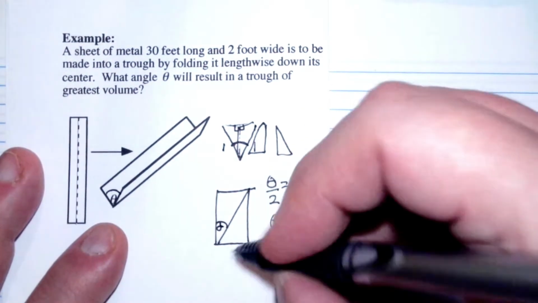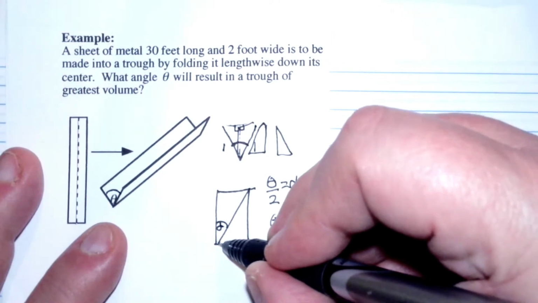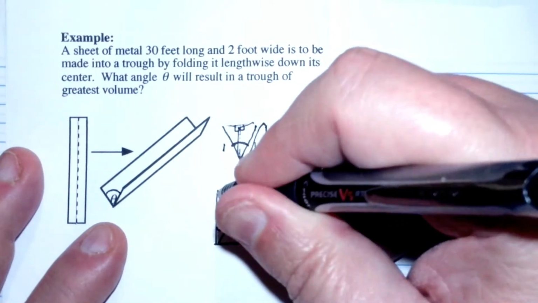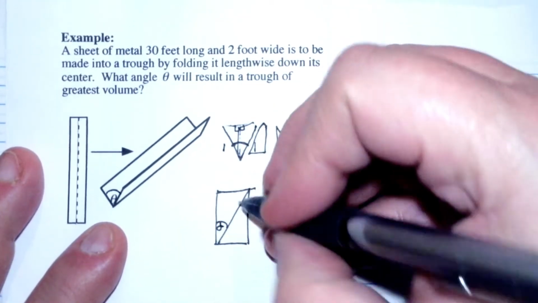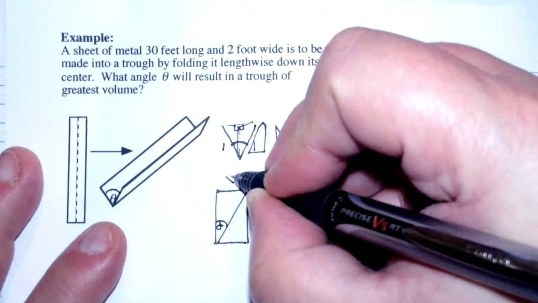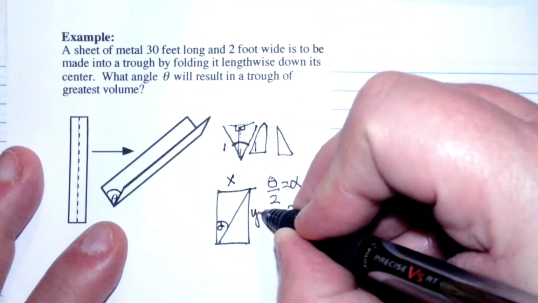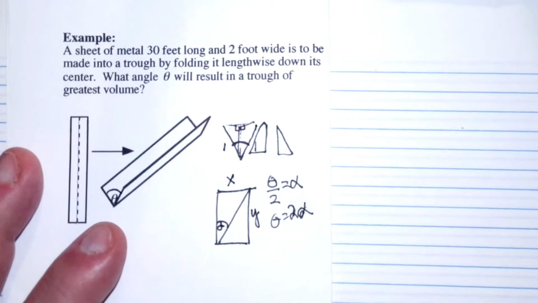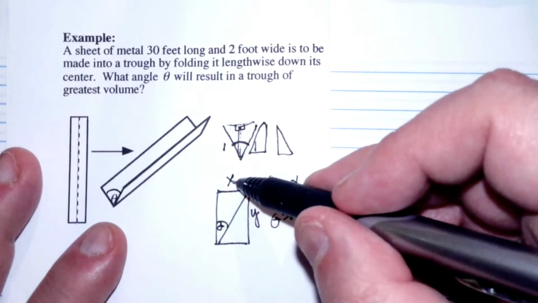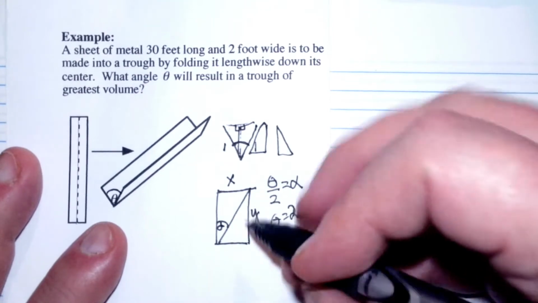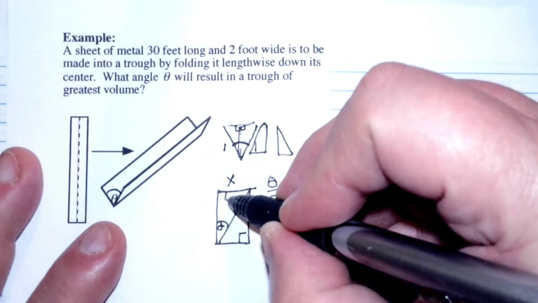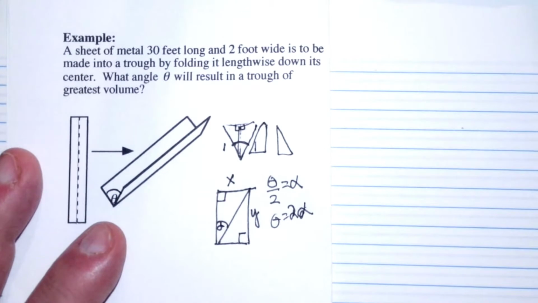Now, what we need is expressions for these two sides. How about x for this side and y for that side? So now we need to somehow make an equation that relates the length of these sides of these 2 right triangles to the angle theta. Sounds like trig to me.